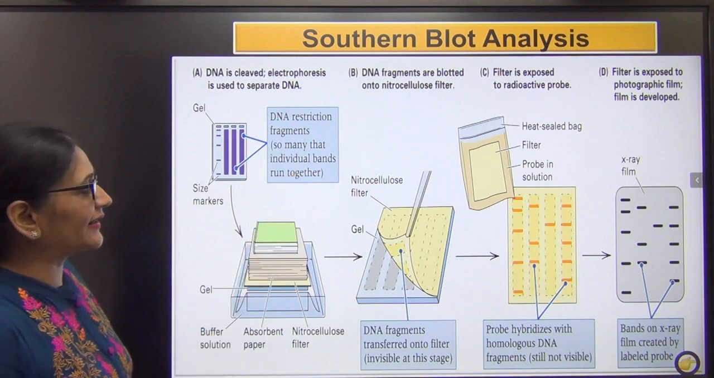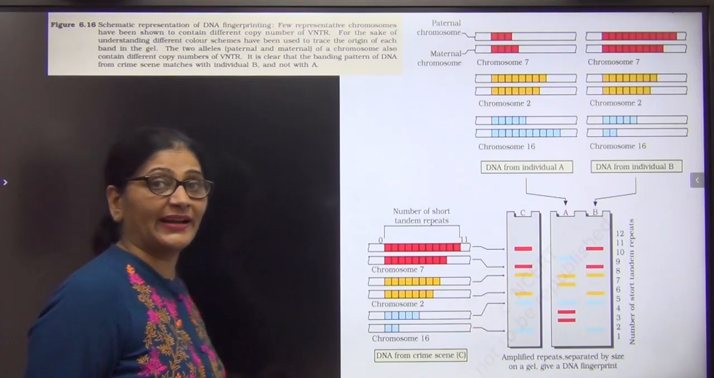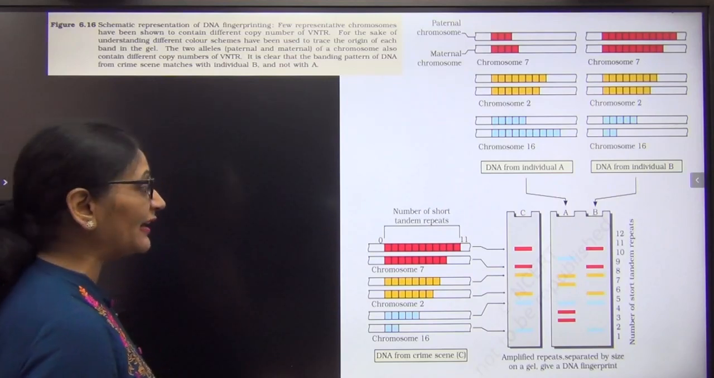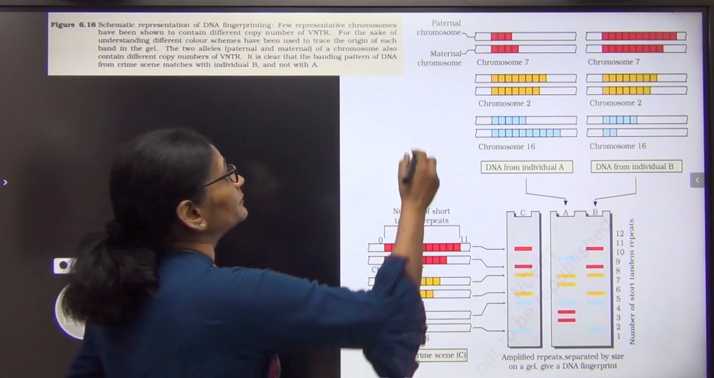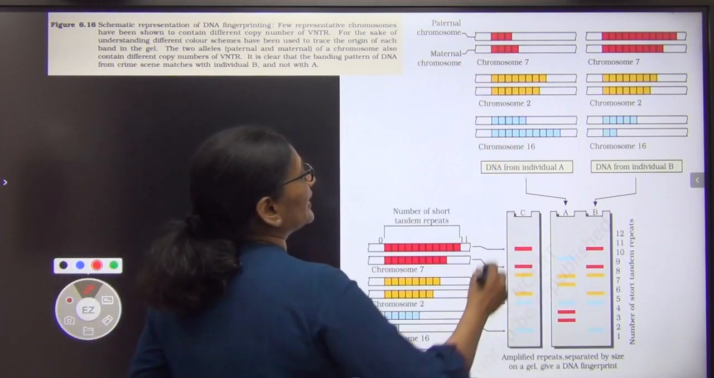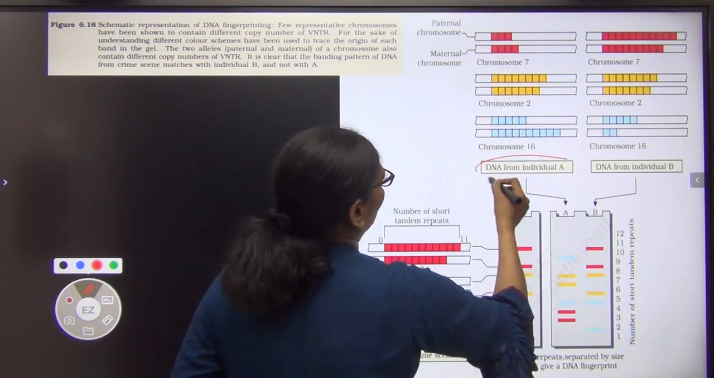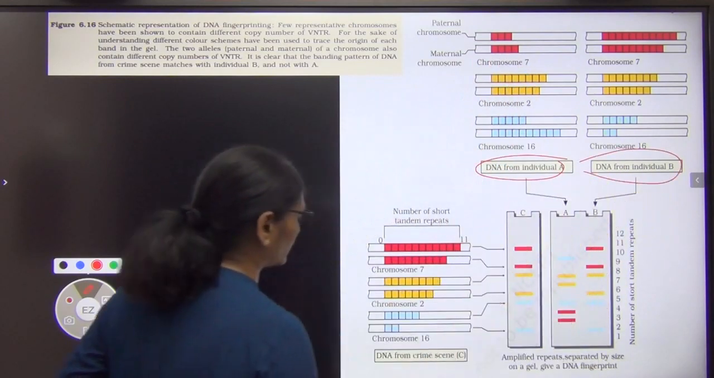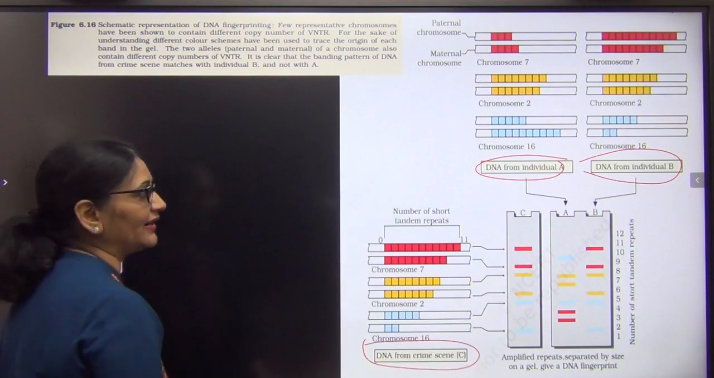So there is another diagram explaining the same thing. So now we will look into the diagram from your NCERT. Now this is a wonderful diagram, after which I am sure your concept will be thoroughly cleared. See, it is showing that this is a DNA from individual A and this is DNA from individual B and this is the DNA from crime site. ठीक है, ये crime site का DNA.